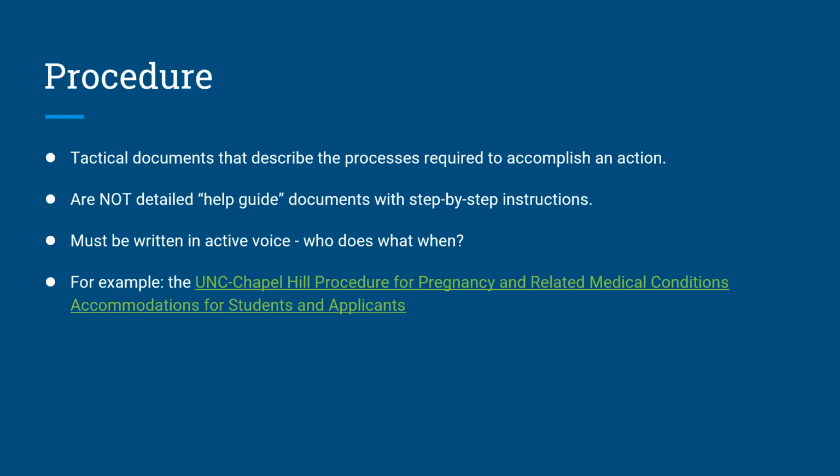While a policy is a high-level document that sets aspirational goals, a procedure is a tactical document that describes the processes required to accomplish an action. Procedures are not intended to be detailed help guide documents, but instead higher-level process documents, which can then point to specific and detailed instructions maintained by the appropriate unit. A procedure must be written in active voice so that it is clear who should be taking each specific action.